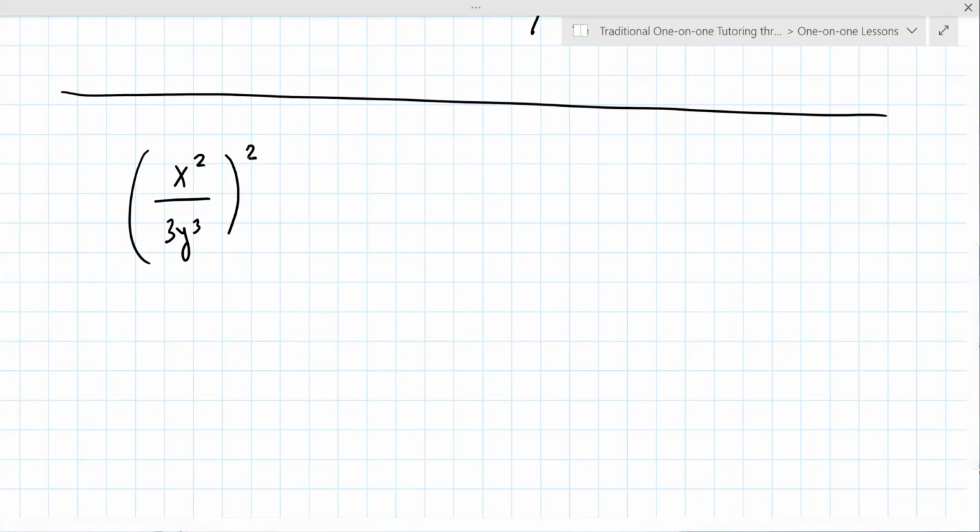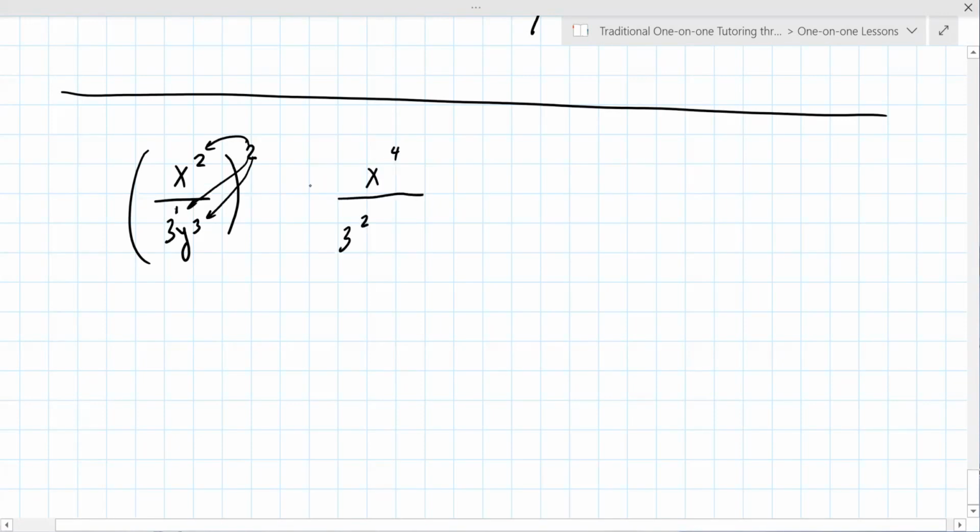I would probably multiply the two exponents, the two and the two. Yes. What other exponents would you multiply? The one and the two, the one being from the three, and then also the three and the two. So that would give you x to the fourth over 3 squared over y to the sixth. Yes.